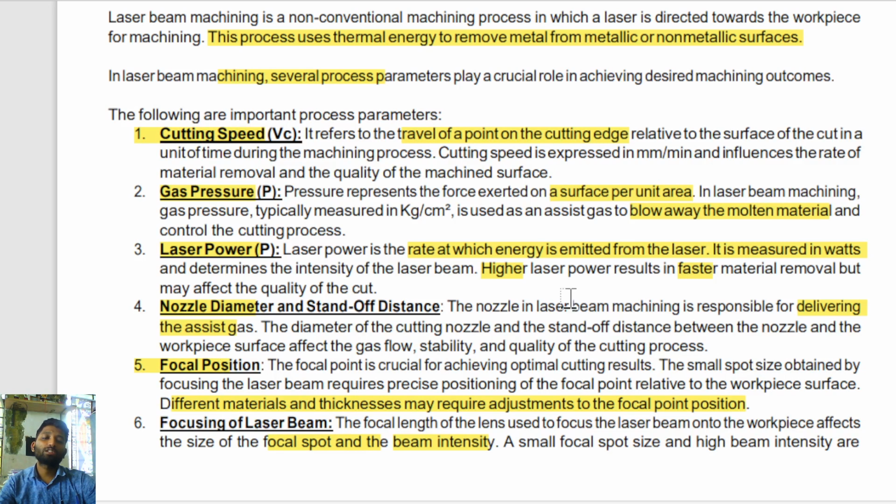So here you can see the gas speed, the travel of the point. Cutting speed is the first one, the travel point on the cutting edge.